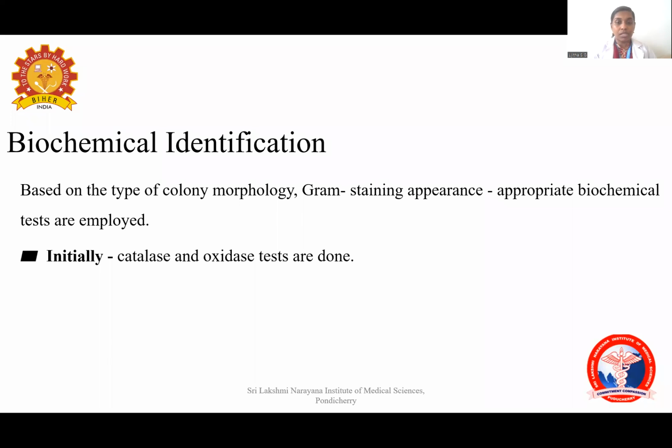Then we will do a gram staining, and based on that you will get an idea whether it is a gram positive or a gram negative organism, whether it is a cocci or a bacilli. Like that, based on that we can decide on the appropriate biochemical test. Initially, the two tests that we do are catalase and oxidase test. These are the first tests that we usually do after doing a gram staining.